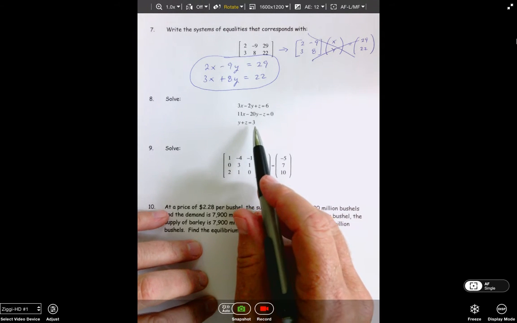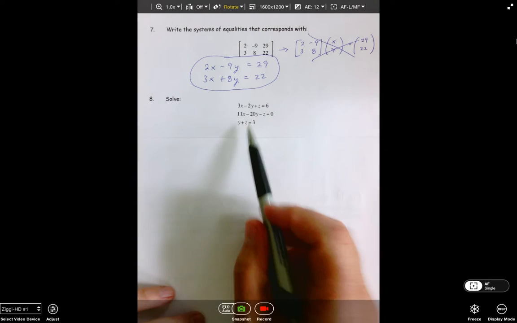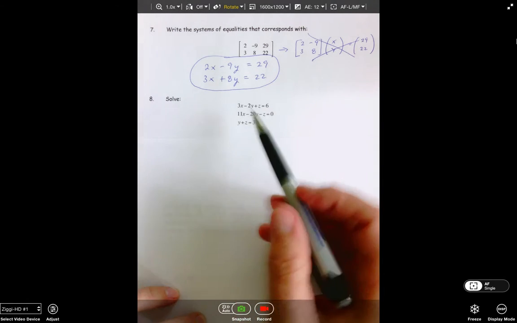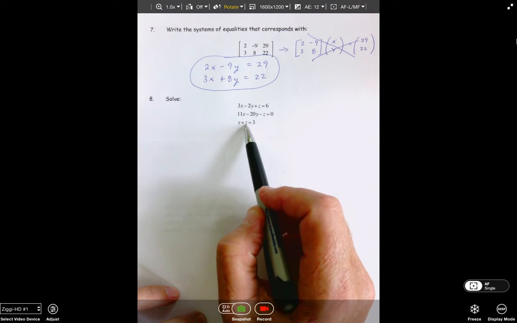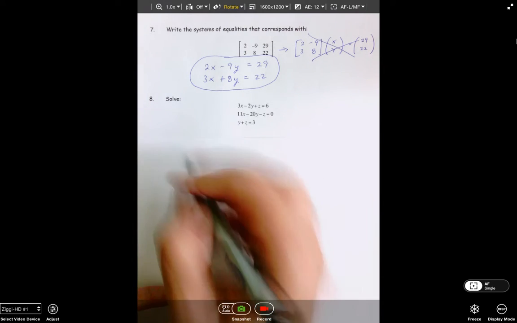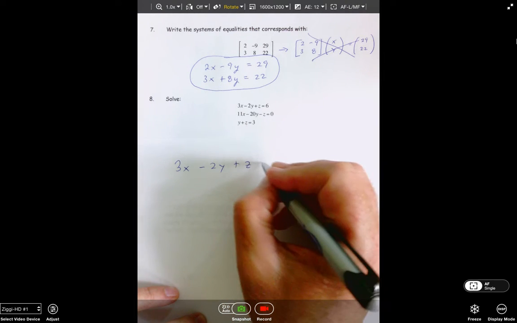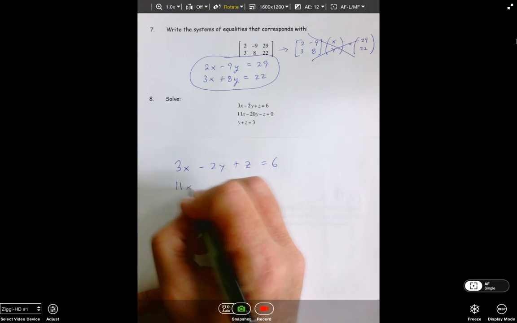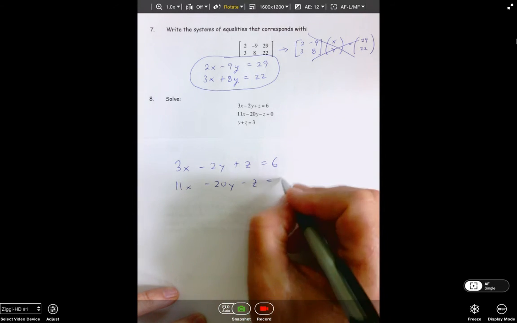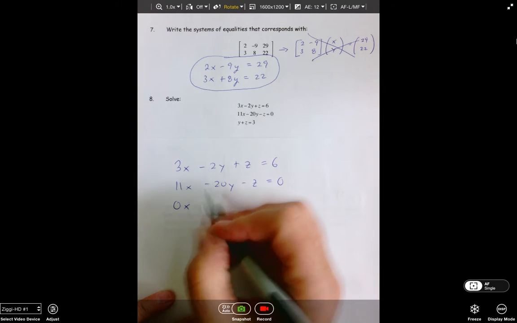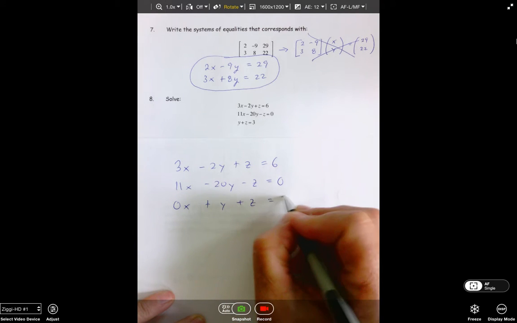All right, same thing, sorta. Here is a system to solve. And you notice that you've got x, y's, and z's, x, y's, and z's, and only y and z's. So we've got to put in a placeholder there. So this is 3x minus 2y plus z equals 6. 11x minus 20y minus z equals 0. And 0x plus y plus z equals 3.